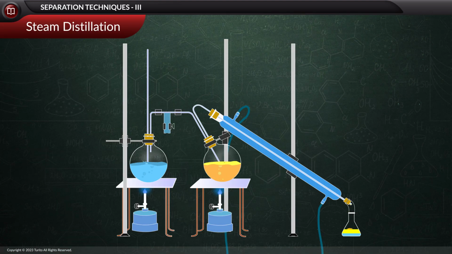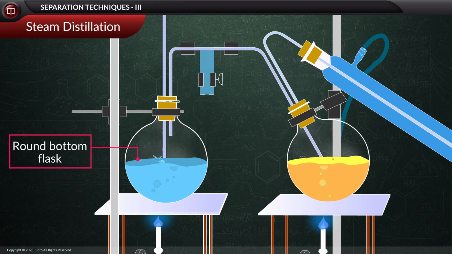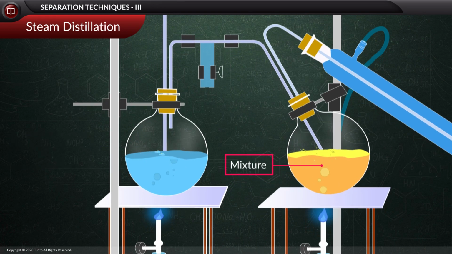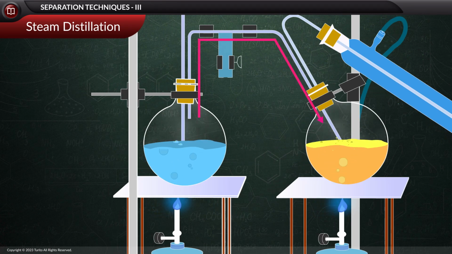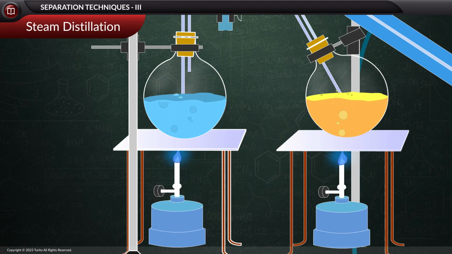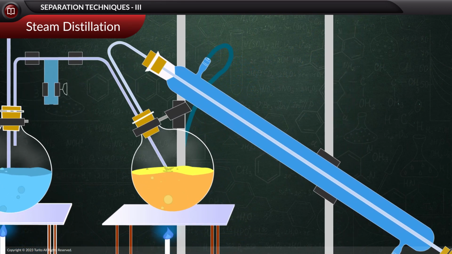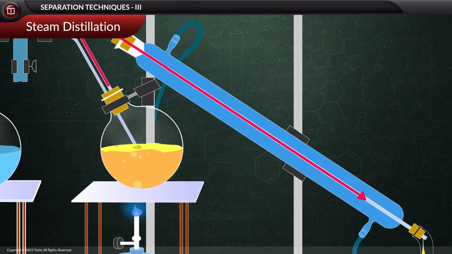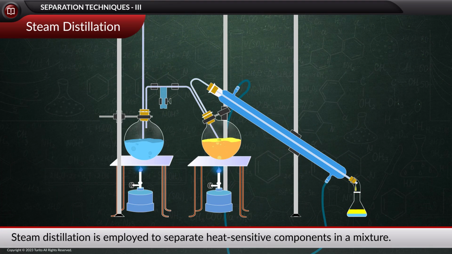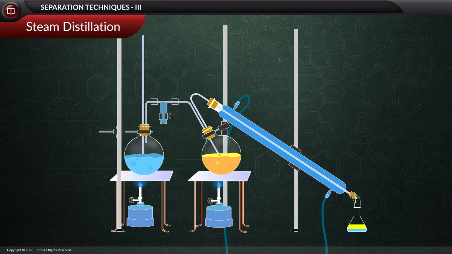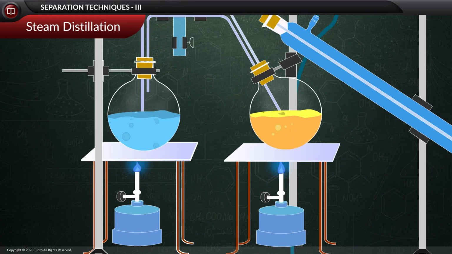In this distillation, as you can see, an additional round bottom flask is connected to the flask carrying the mixture. The steam is generated from this flask, which is then transported to the flask containing the mixture. This steam slightly heats up the mixture and evaporates the component. Finally, condensation of the resultant vapor yields the needed distillate, which is collected over the water layer in the flask. Usually, this distillation method is employed to separate heat-sensitive components in a mixture. In this method, a high heat transfer rate is achieved, without supplying more amount of heat directly to the mixture.